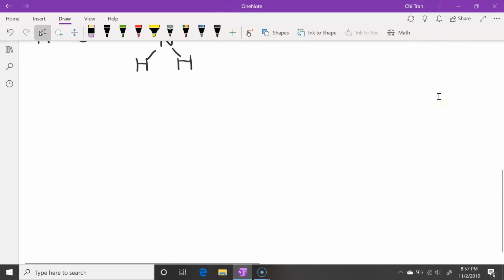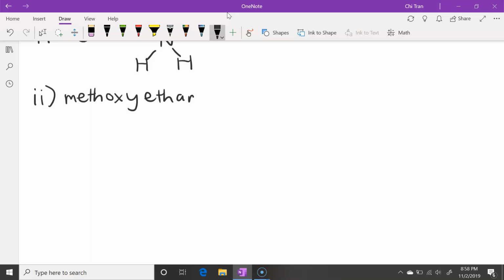Moving on to the second question, we have the organic compound methoxyethane. So again, we need to look at the type of organic compound that this is in the name, and oxy tells us that it is an ether. So we can draw that out. It has an oxygen in the middle bonded to carbon chains on either end.